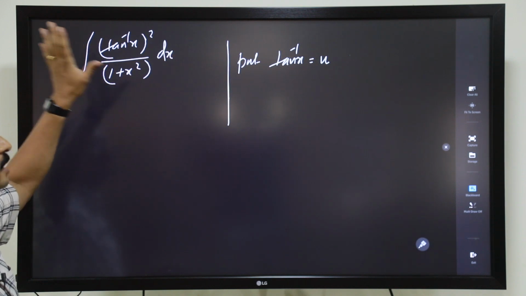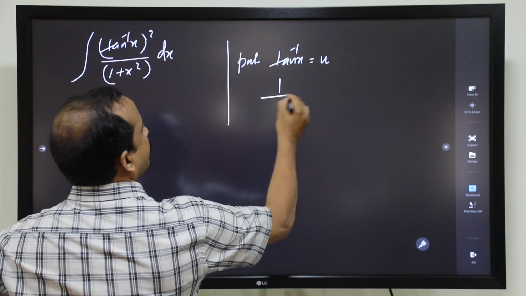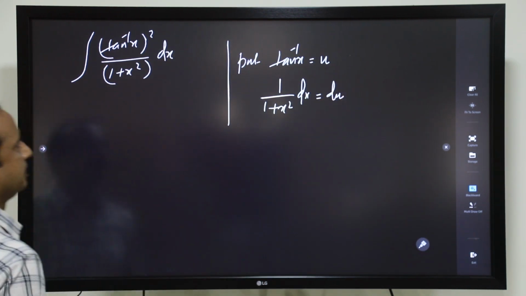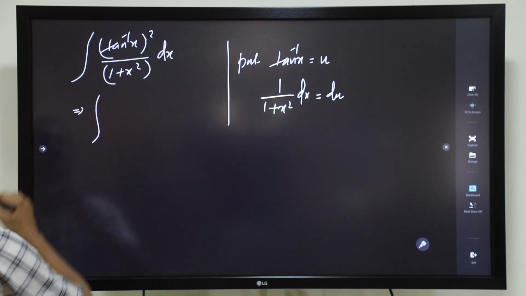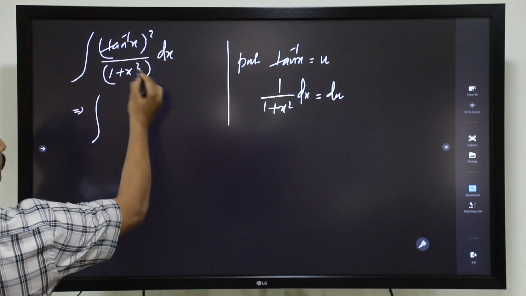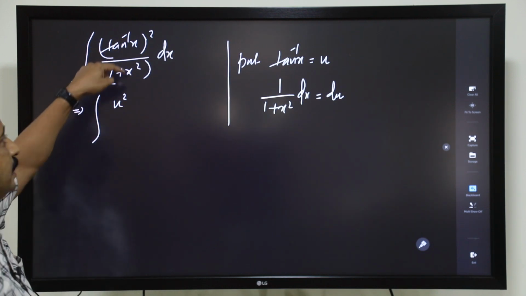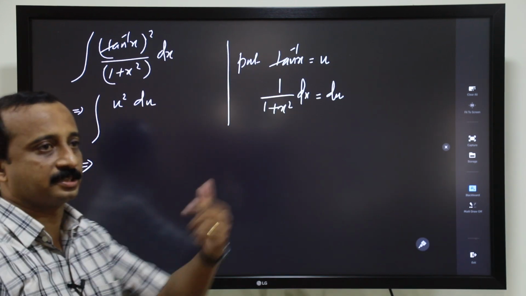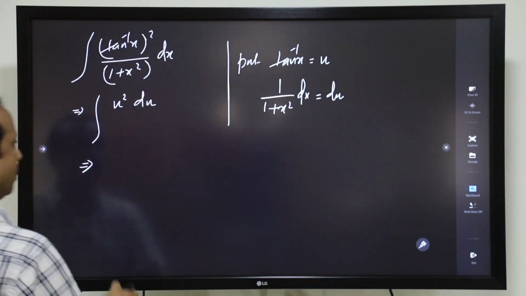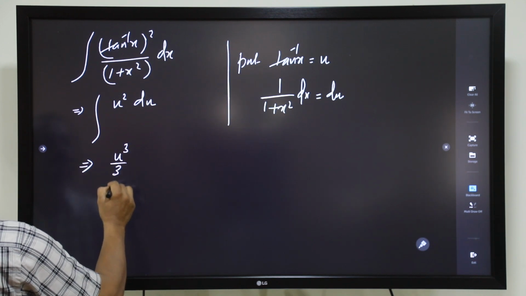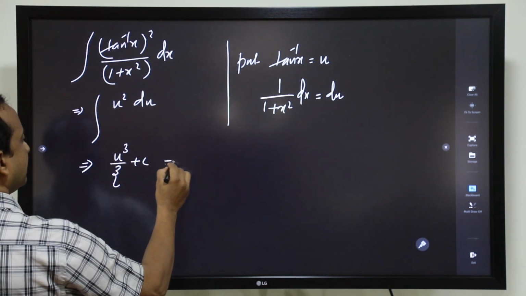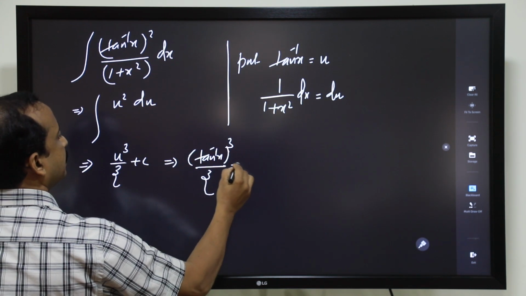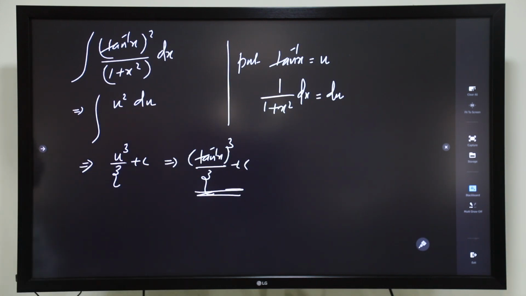So we take tan inverse x as u, and its derivative becomes 1 divided by 1 plus x square into dx is equal to du. And therefore our function changes to integral of u square into 1 by 1 plus x square into dx is du. That implies, the integral value of x raised to n is x raised to n plus 1 divided by n plus 1, and therefore integral of u square is u cube divided by 3 plus c. That implies tan inverse x the whole cube divided by 3 plus c. That is all. It's a very simple portion.